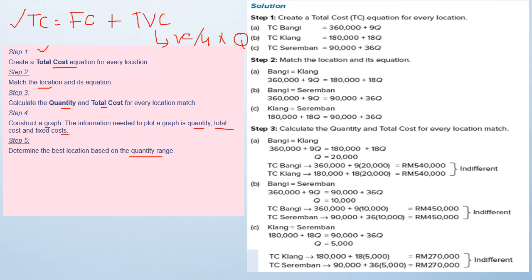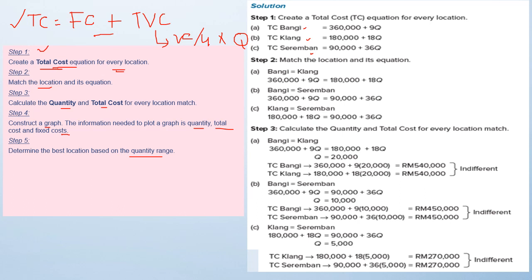So we are going to see step number 1 first. Create a total cost equation. So kita kena wujudkan equation of total cost for every location. According to the question, we have 3 locations, Bangi, Kelang and Seremban, and we have to create a total cost equation for these 3 locations. So we will use this equation and we replace the information given in the equation according to the location. Okay, first let's start with Bangi.